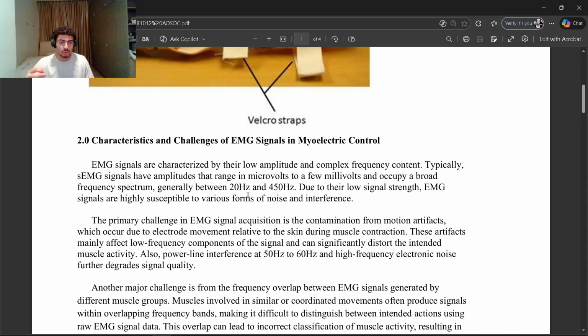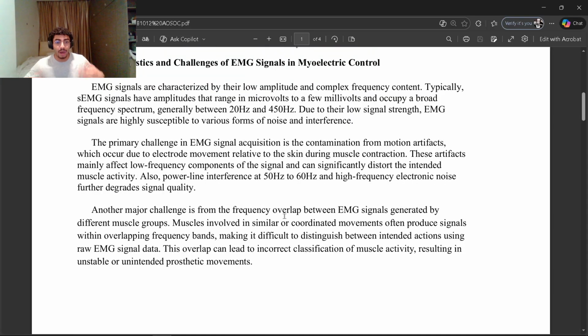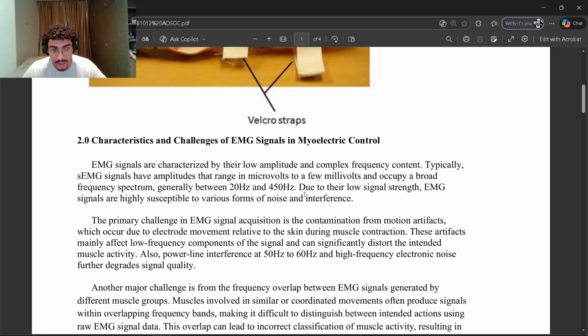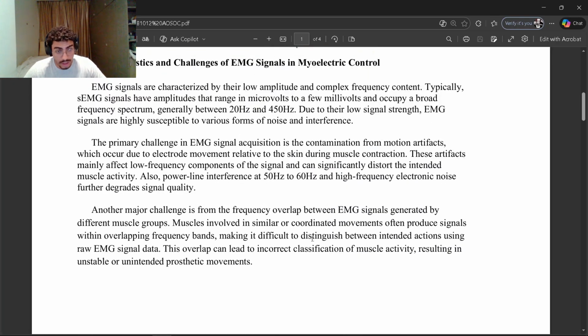They have amplitudes that range from microvolts to a few millivolts, and they have a broad frequency spectrum from 20 hertz to 450 hertz. All right. The primary challenge in obtaining these EMG signals is the contamination from motion artifacts, which occur due to electrode movement relative to the skin during muscle contraction. As we can see here, if I move my forearm, my skin is going to move, which will affect the readings we get.